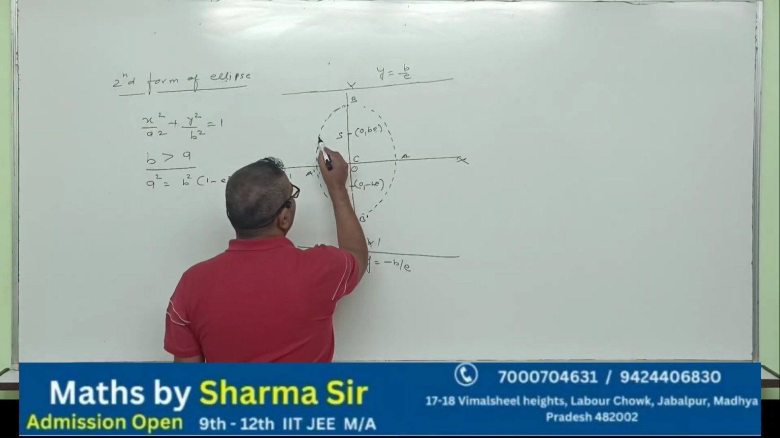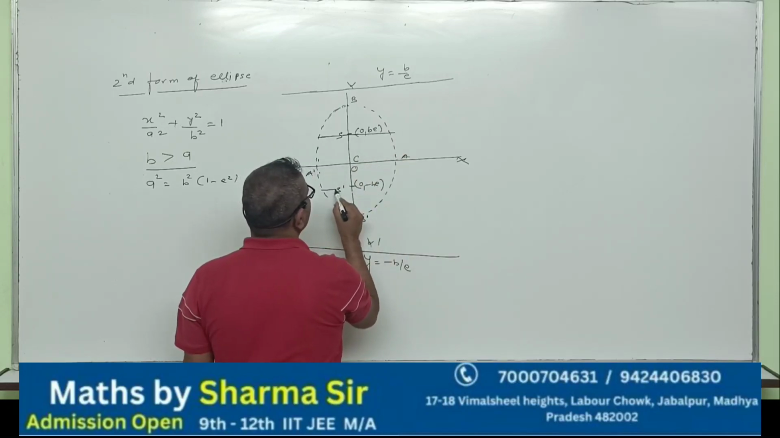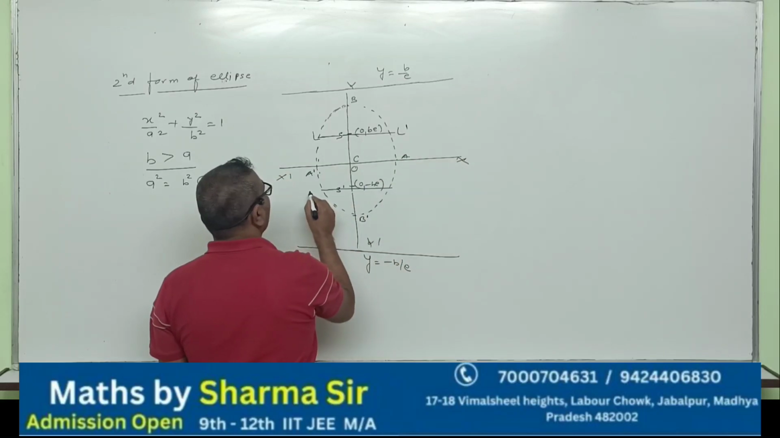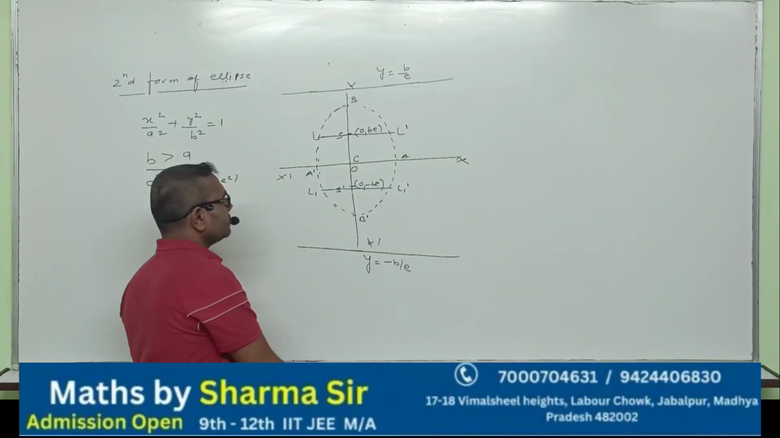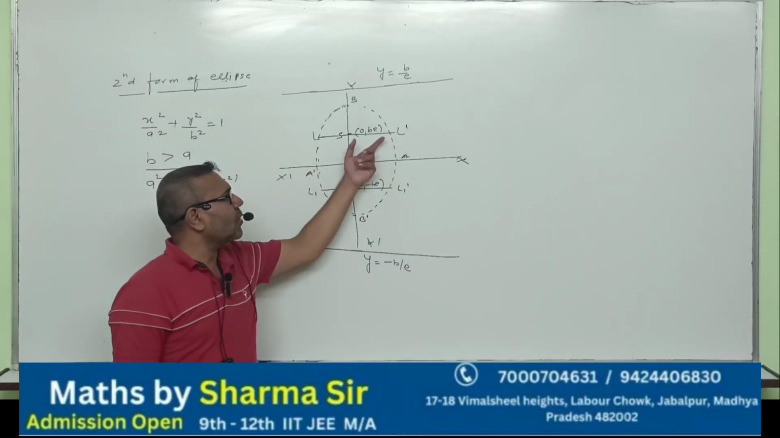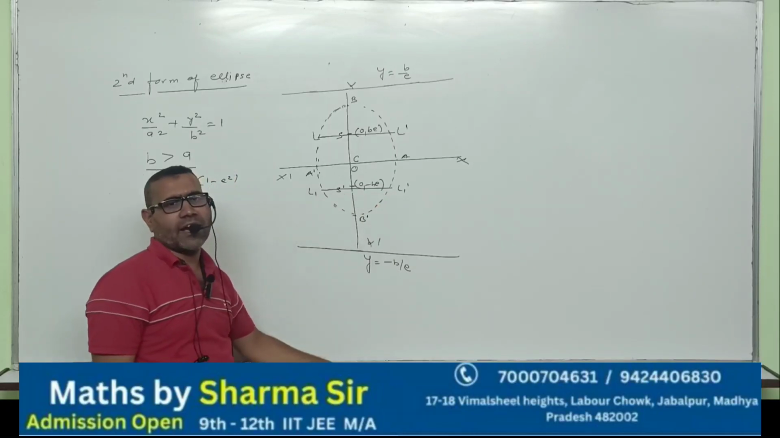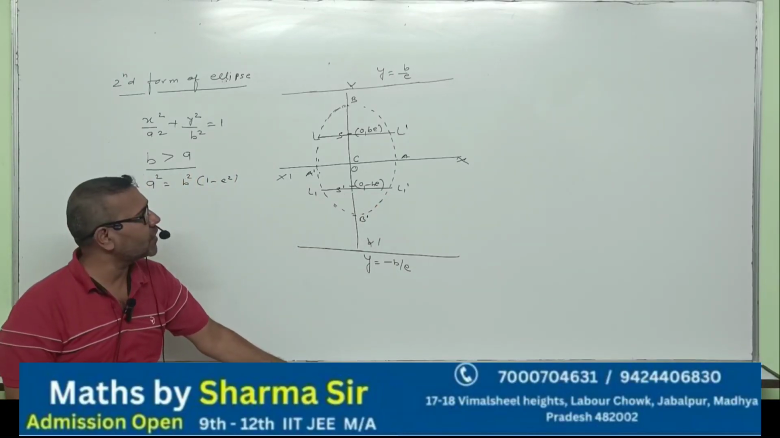Respectable, when you talk about latus rectum of this ellipse, we have got two latus rectum. One is LL dash, one is L1L1 dash. What will be the coordinates of L and L dash? What will be the coordinates of L1 and L1 dash? How would you determine these coordinates?